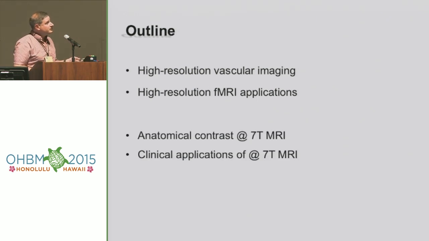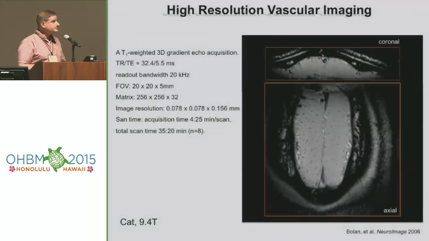The second part of the talk is more focused on the anatomical aspect using imaging with 7 Tesla. We're talking about how we can distinguish between different parts of tissues, and of course, how we can use that to push the clinical aspect for fMRI, for anatomical. So let's start with the vascular part.